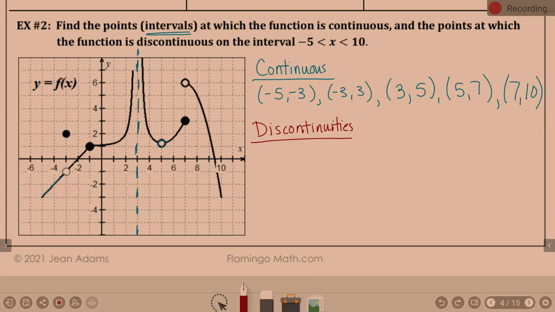Okay. So, where was our first discontinuity? And what was that? X equals -3. It was a hole, and so we would call it a removable discontinuity, yes? I'm just going to write removable. What's my next discontinuity? X equals 3. And what is that? An asymptote.